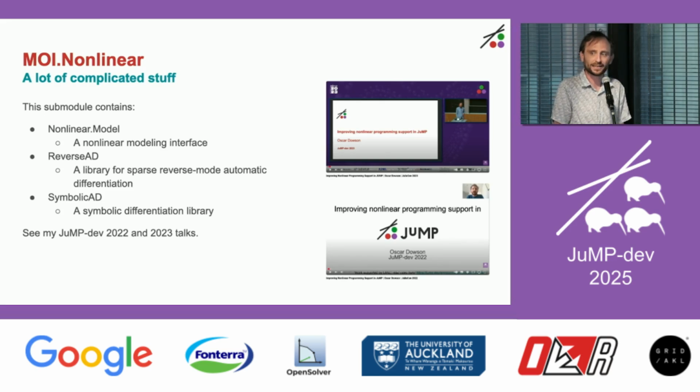There's also symbolic AD in there for doing symbolic automatic differentiation on JuMP models. If you have a JuMP expression, maybe it's a scalar nonlinear object, we can compute derivatives of that. And there's some simplification and substitution rules in there for simplifying nonlinear expressions. But rather than go into detail on that, you can see previous JuMP-dev talks, both called Improving Nonlinear Programming Support in JuMP, which I gave in 2022 and 2023. So that's a good place to start if you want to know more.